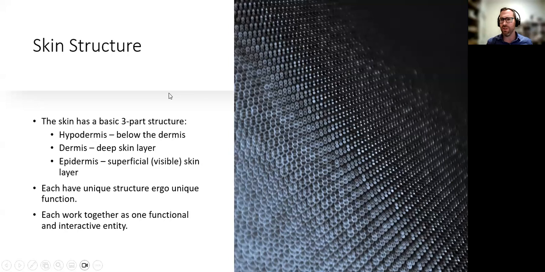So in order to delve a little bit deeper into the microbiome, we first need to think about the skin and what it is. So a little bit of anatomy for you. Who doesn't love anatomy? Woohoo! The skin has its three-part structure. So we've got the hypodermis, which is the deepest layer, where it has the most fat, the dermis, which is the in-between layer, and the epidermis, which is the bit we see. Each has a unique structure, and therefore unique function, and they work together as one functional entity.